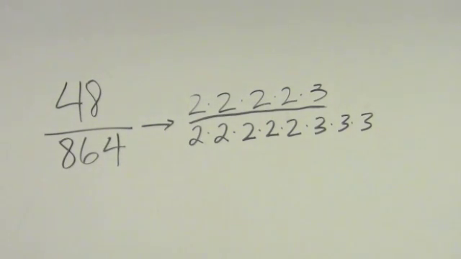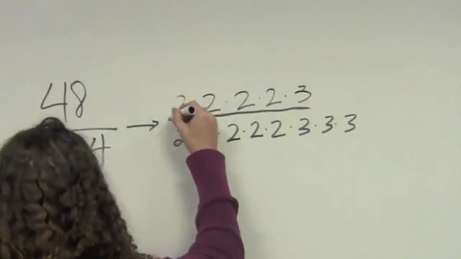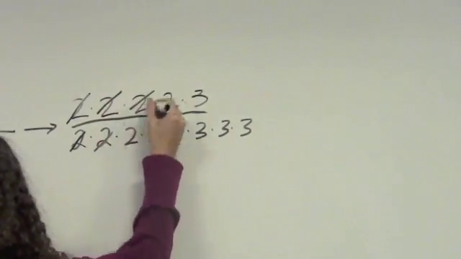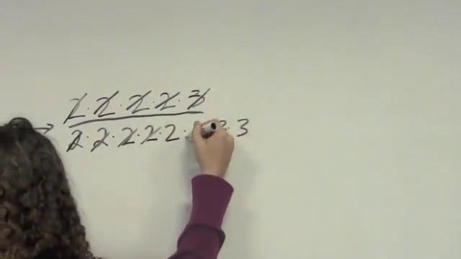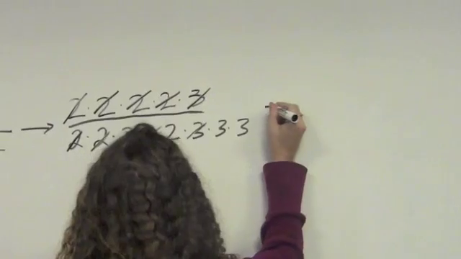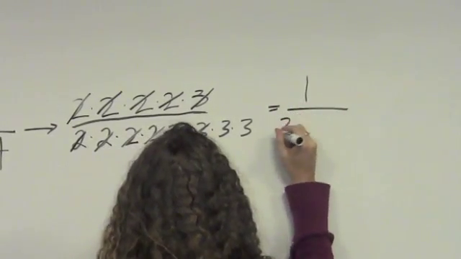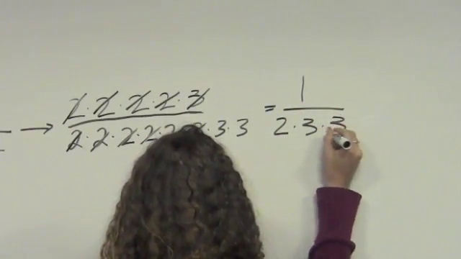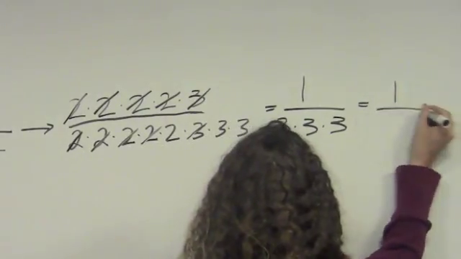Each number can be reduced into its prime factorization and set up as a fraction of its factors. And by using the identity property, whereby each number divided by itself is 1, you can cross out many of the numbers. For example, 2, 2, 2, 2, 2, and then 3, and 3. So you get 1 over 2 times 3 times 3, or 1 over 18.